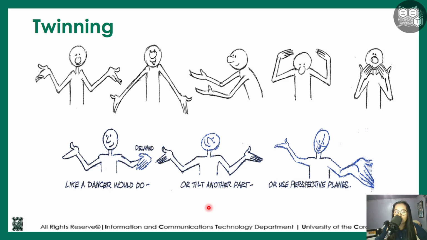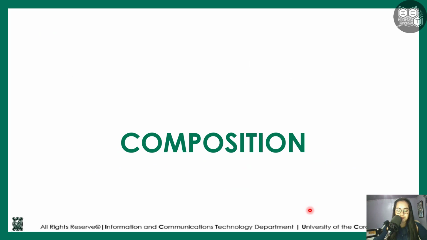We also have another way right here, wherein we do tilting. So tilting the head can kind of make it a lot more visually interesting. Or else, a much more extreme thing of tilting is changing of perspective planes. So that is for the idea of twinning, and that is for acting.